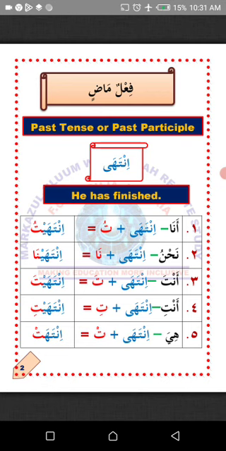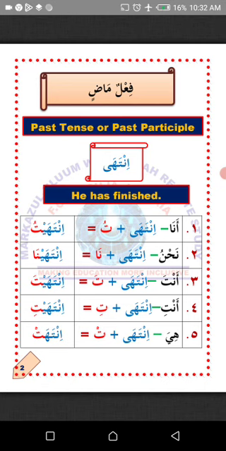Thalatha, number three. Anta, you, representing a single male person. So how do we change the Arabic verb intaha to suit anta? All you need to do is to attach ta'un, carrying fataha, to the last letter, then you give sukun to the letter before it. So the verb intaha will now become intahaita, which means you have finished, talking to a single male person.